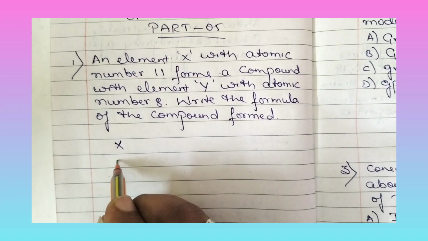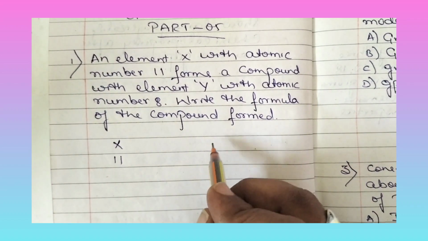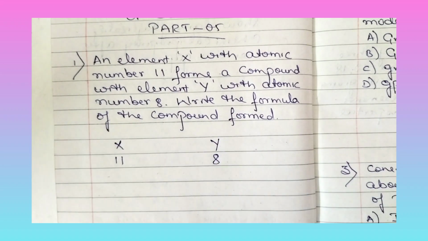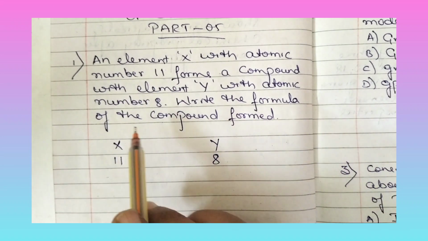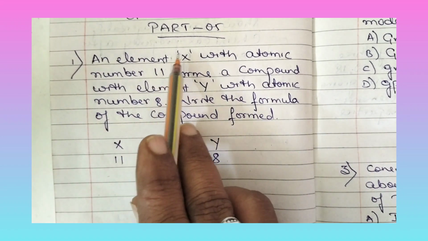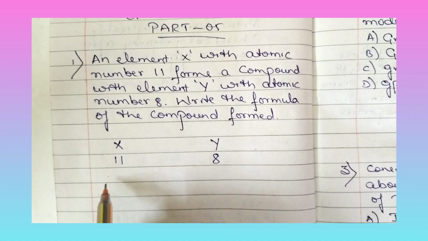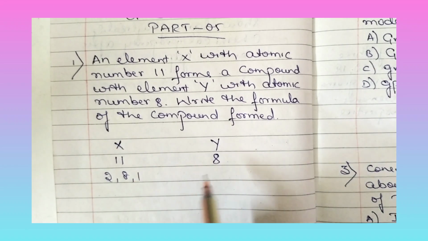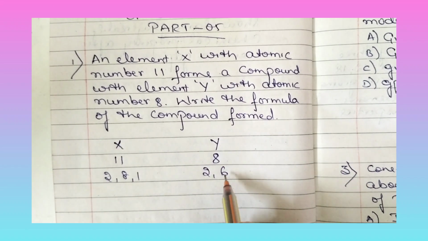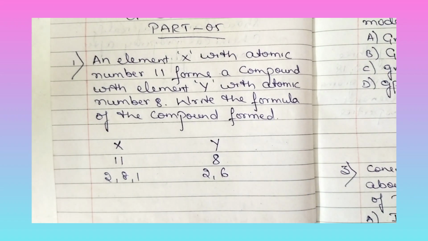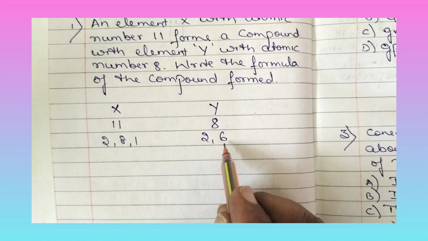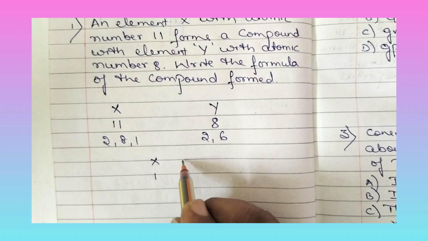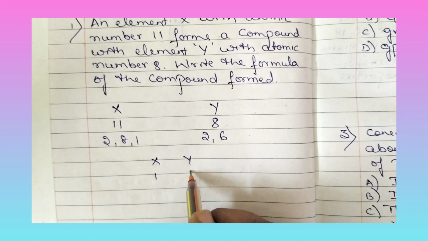The atomic number of element X is 11 and one more element is there, that is Y. Its atomic number is 8. So now we have to write the formula of the compound formed when X reacts with Y. So the configuration of this element is 2, 8, 1, valency is 1, and 2, 6. Valency is not plus 2, it is minus 2. So the valency of element X is 1 and the valency of element Y is 2.